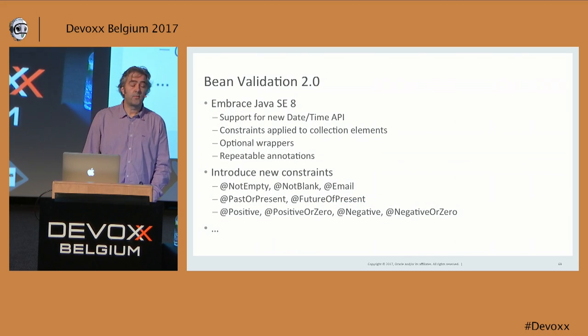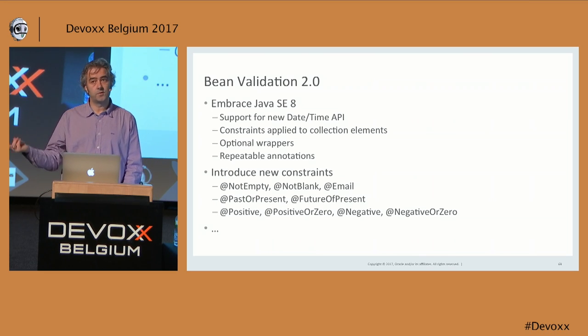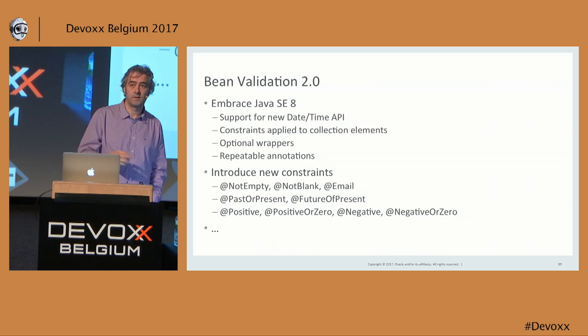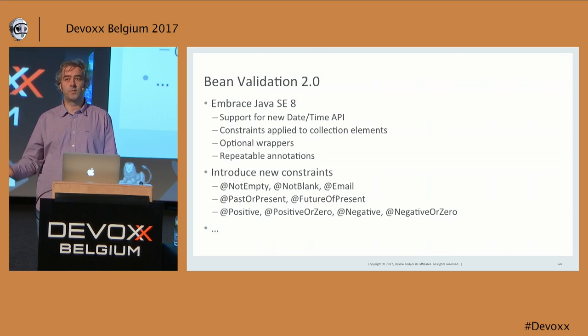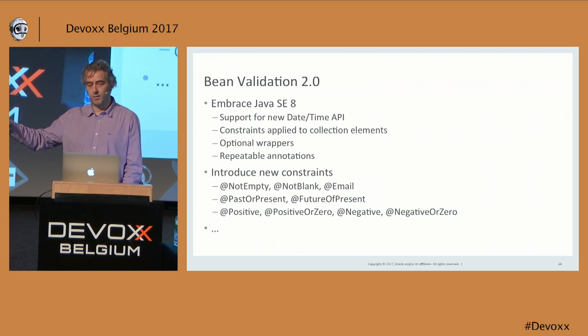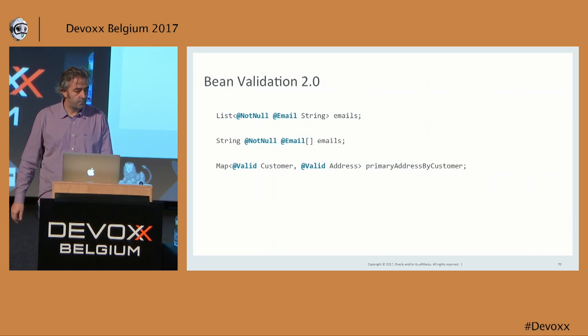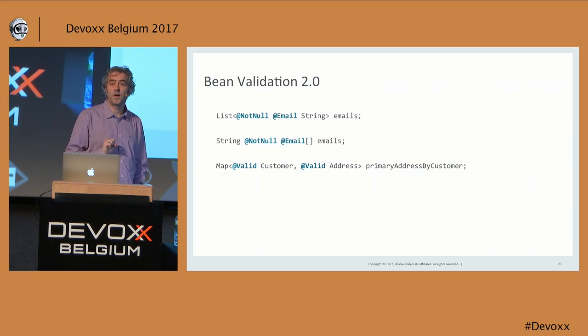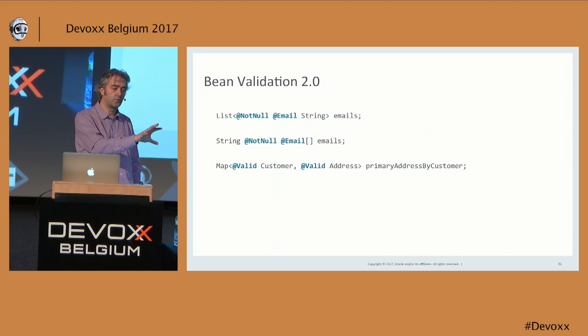Another API which is led by Red Hat is Bean Validation 2. If you look at Bean Validation 2, the focus is adopting Java SE 8 and introducing new constraint validations that were part of Hibernate Validator. So basically, standardized validations that were already part of Hibernate Validator. For example, in Java SE 8, we have the ability to set annotations on parameterized types, so we can do this kind of validation now with Bean Validation 2.